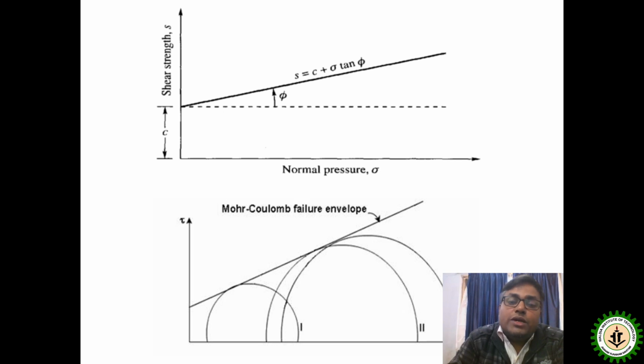This is a typical graphical representation from the available data, or the observed data, on a soil sample, where this inclined line represents the failure plane. Now how is it coming?